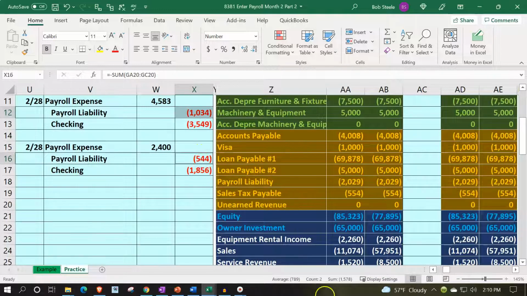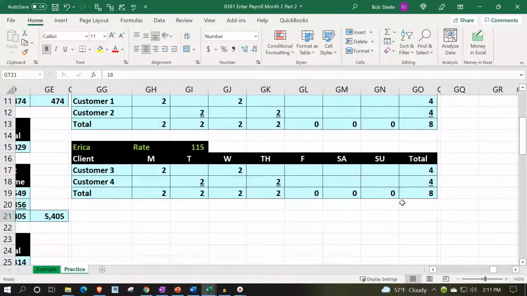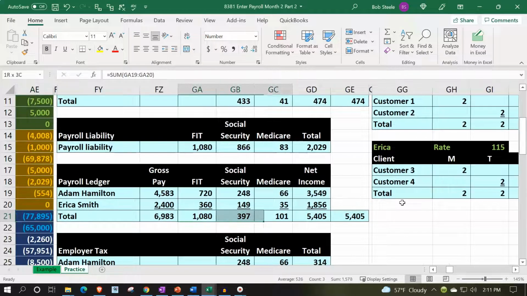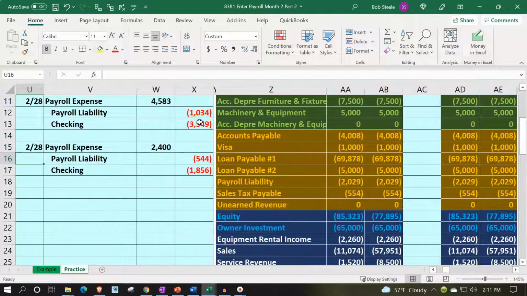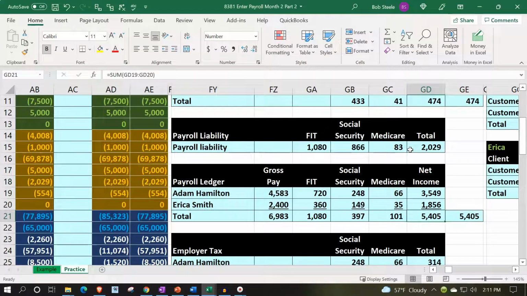If I was holding control down, 1578, the 1578 matches what we have here for the liabilities, which would be the sum of these. Hold on a second. Would be the sum of these, 1578. And then, of course, the net check would be this, holding down control. And here, 5405. That 5405 matching here.